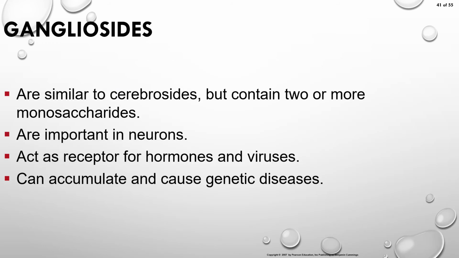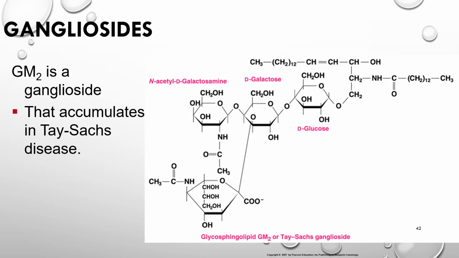Then we have gangliosides, which are similar to cerebrosides but contain two or more saccharides. So cerebroside has only one monosaccharide, but a ganglioside may have more than one. This is also important in the cell membrane of the neurons and acts as a receptor for hormones and viruses and can accumulate and cause genetic diseases. One of the genetic diseases associated with ganglioside is Tay-Sachs disease. Okay, so what I want you to do is to research what this Tay-Sachs ganglioside is.